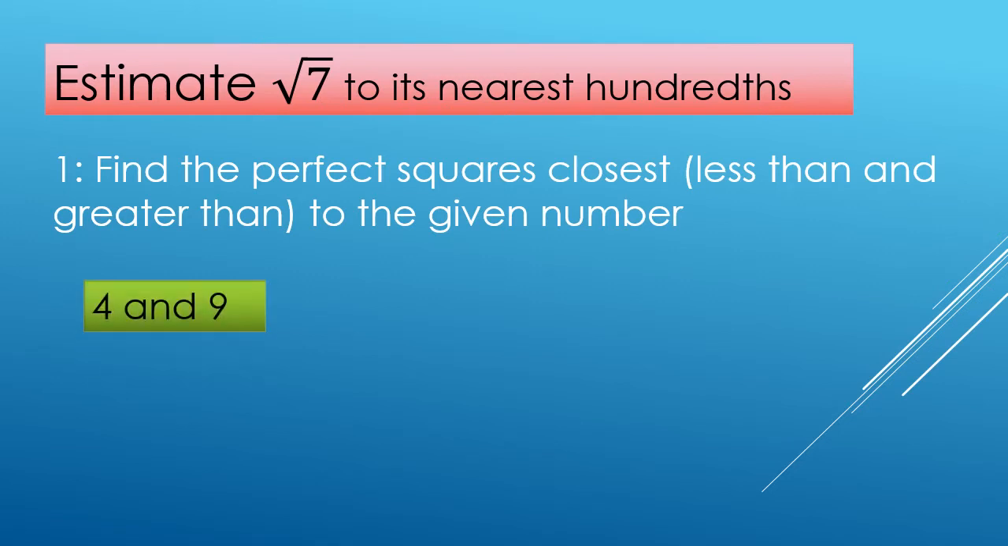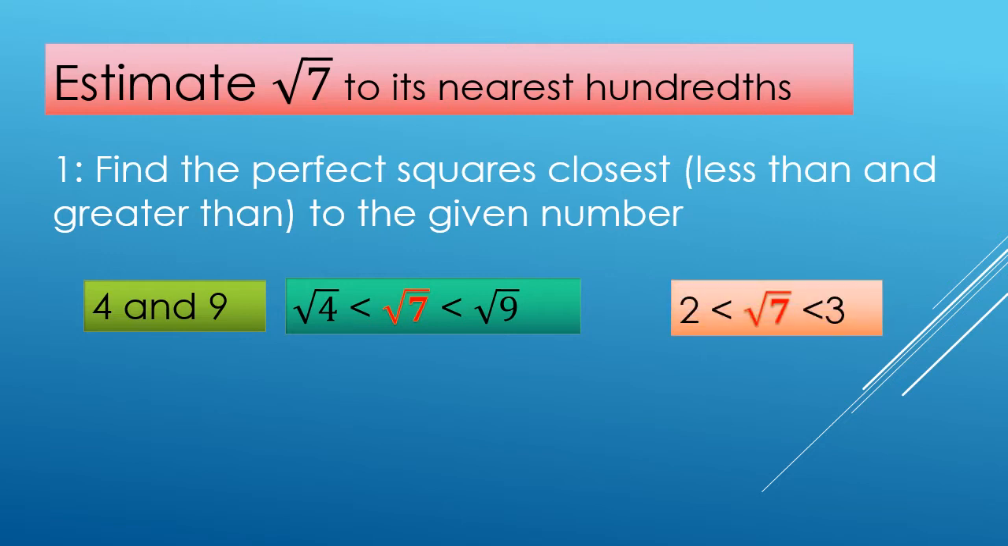So for the square root of 7, a perfect square less than 7 is 4, and a perfect square greater than 7 is 9. So if we insert the square root of 7, the square root of 4 is less than the square root of 7, which is less than the square root of 9. Then get the square roots of the two perfect squares. The square root of 4 is 2 and the square root of 9 is 3.